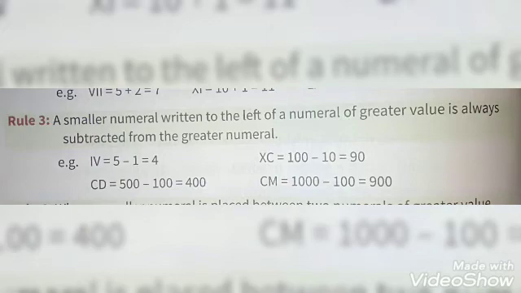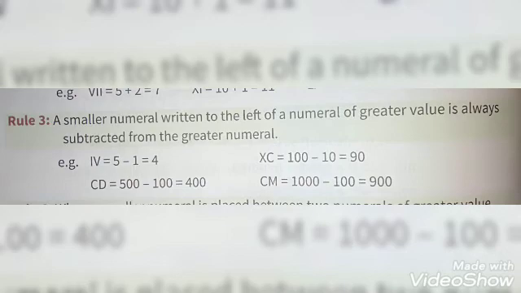Now come to rule number 3. A smaller numeral written to the left side of the numeral which is greater of value is always subtracted from the greater numeral. Now this one is just the opposite of rule number 2. Suppose there is a greater value of numeral and a smaller value is written on the left hand side, then both will be subtracted from each other. The smaller will be subtracted from the greater one.